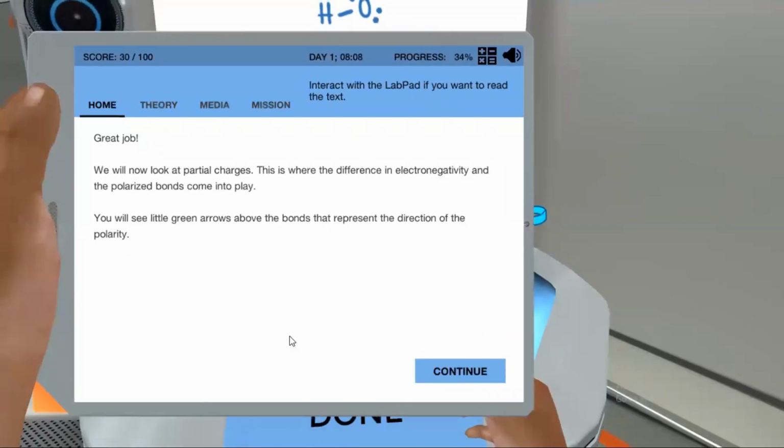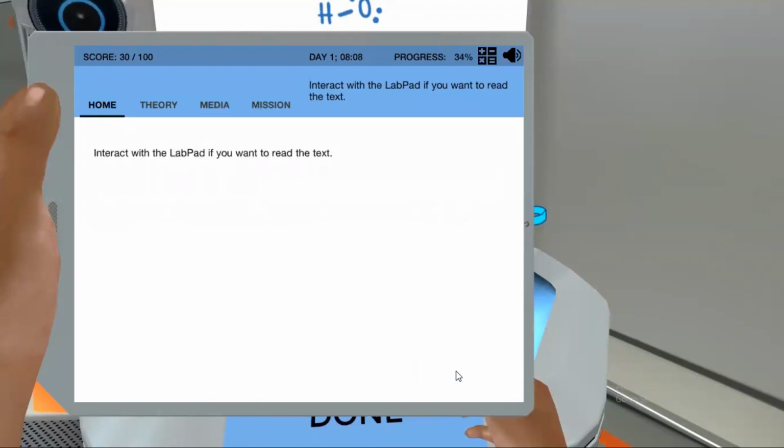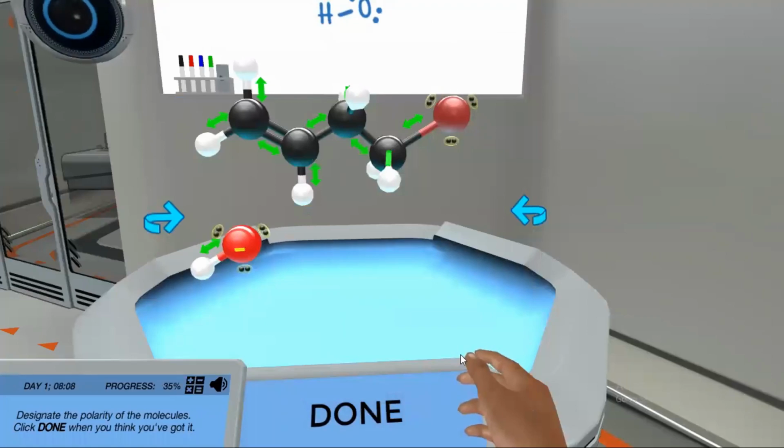Great job. We will now look at partial charges. This is where the difference in electronegativity and the polarized bonds come into play. You will see little green arrows above the bonds that represent the direction of the polarity. Designate the polarity of the molecules. Click Done when you think you've got it.